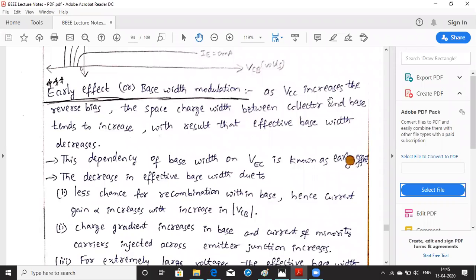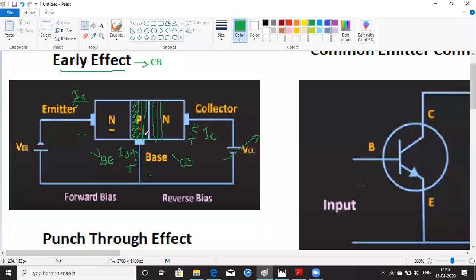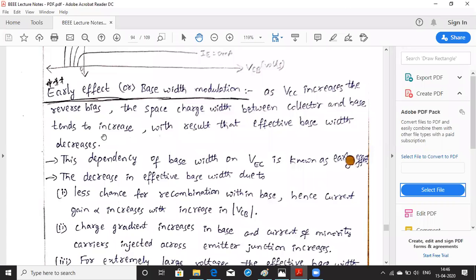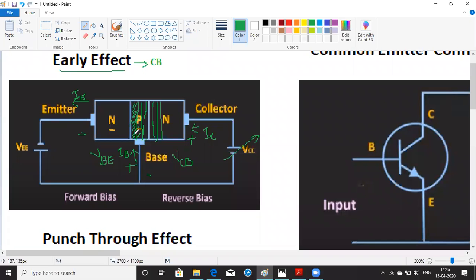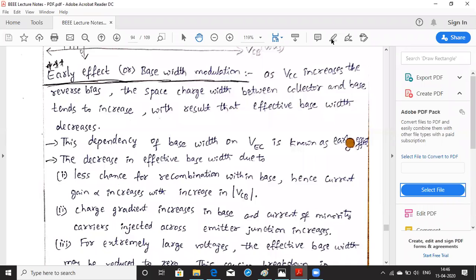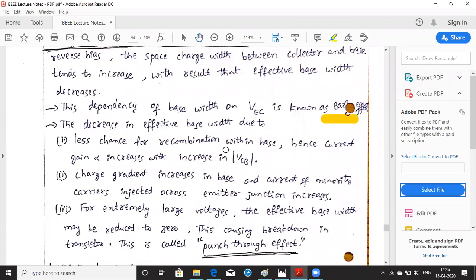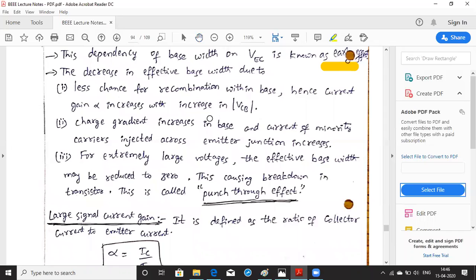Whenever you increase the VCC, the space charge width between the collector and base tends to increase, that is, the width increases, which indicates the depletion layer is increasing, with the result that the effective base width decreases. We are going to call it the base width. So this effect is called the early effect. So these are the conditions.